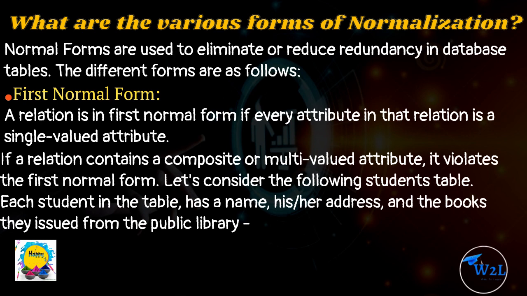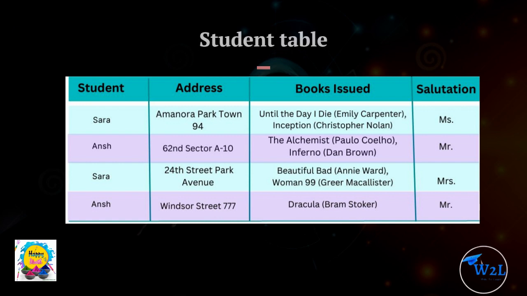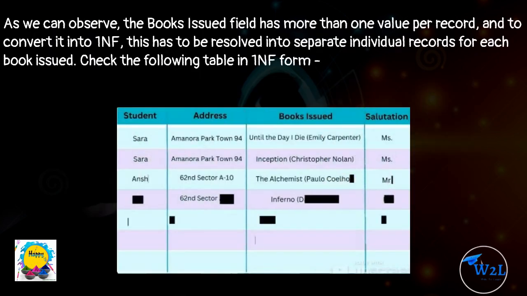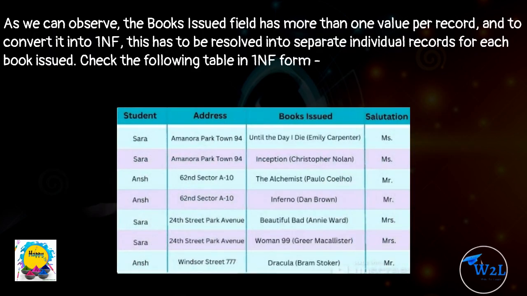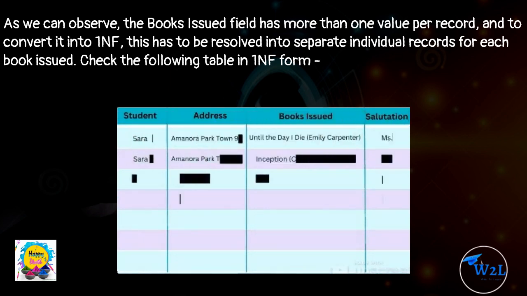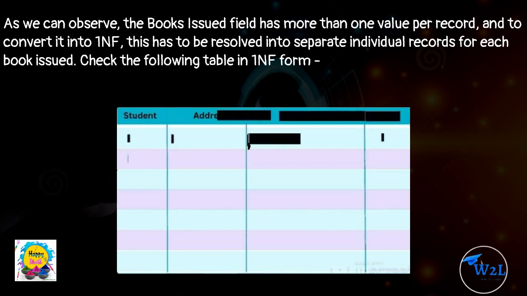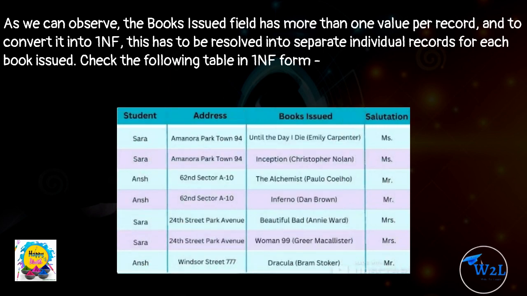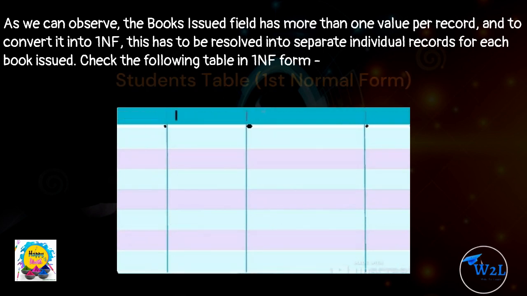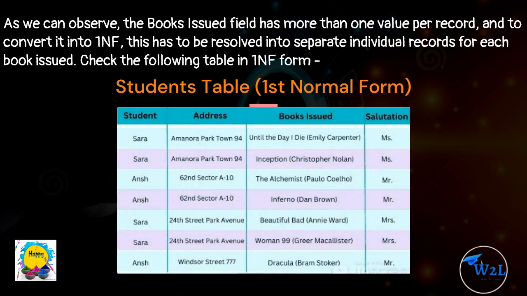Let's consider the following students table. Each student in the table has a name, his/her address, and the books they issued from the public library. Student table. As we can observe, the books issued field has more than one value per record, and to convert it into 1NF, this has to be resolved into separate individual records for each book issued. Check the following table in 1NF form. Students table, first normal form.